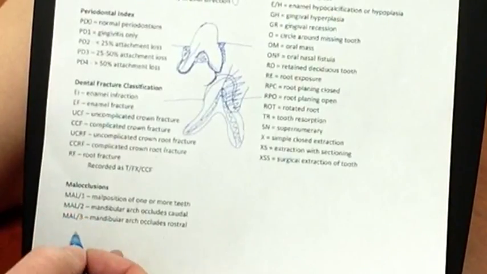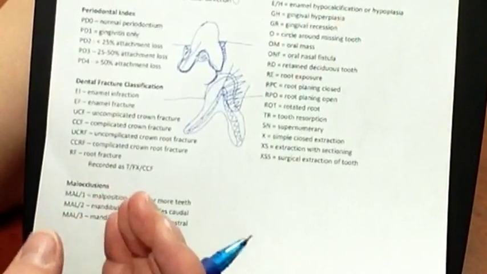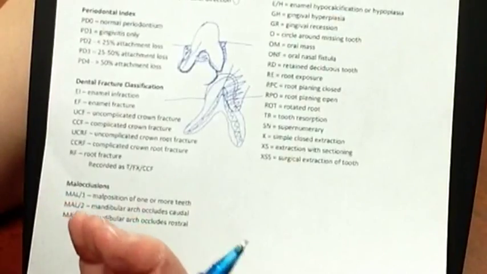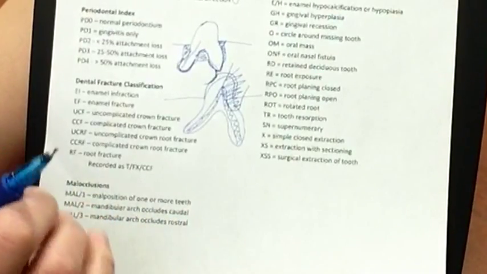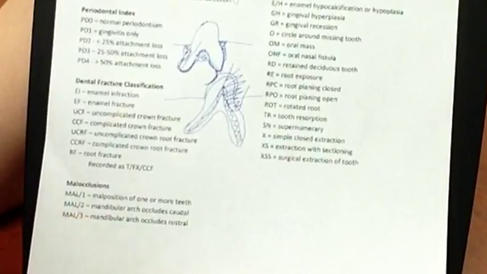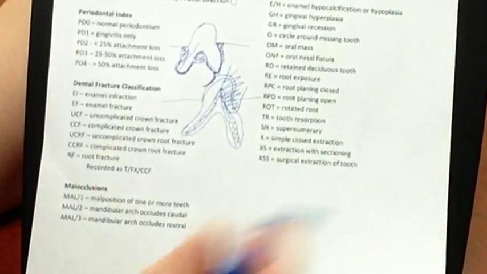Malocclusion 2s and 3s are when we have a misalignment of the mandible to the maxilla. More information about those can be found in your book.